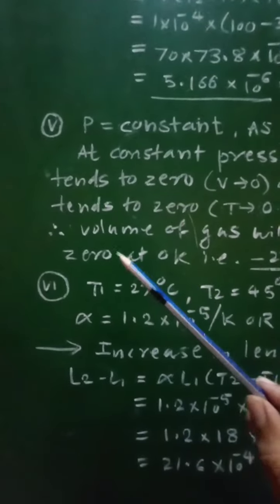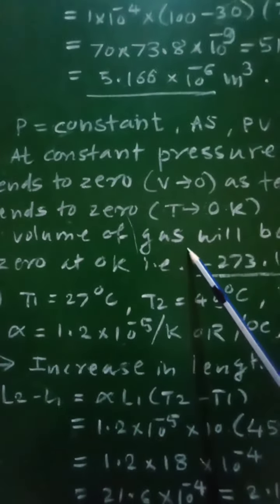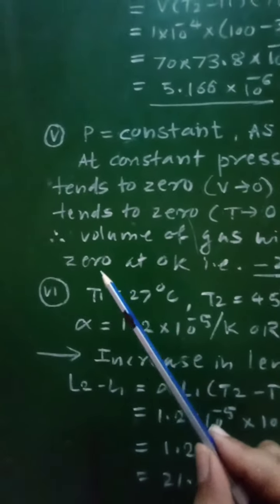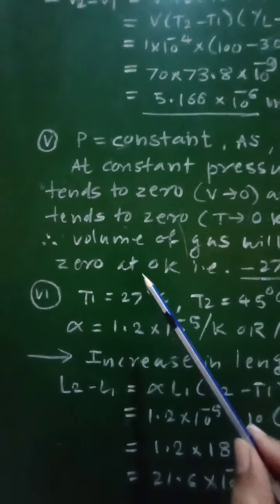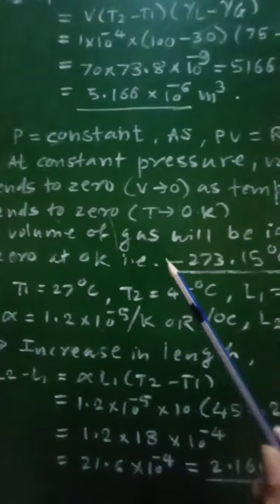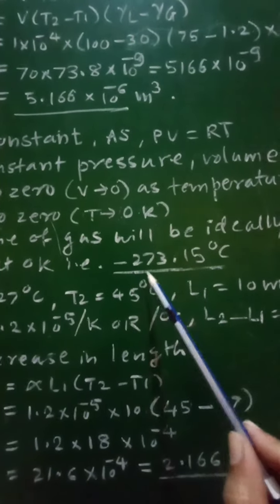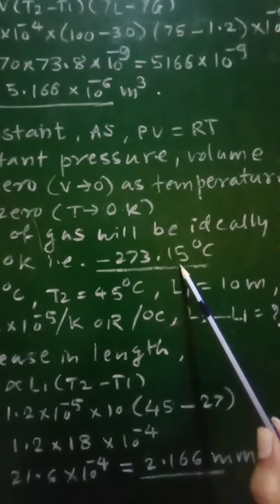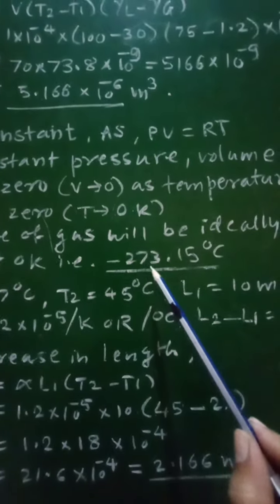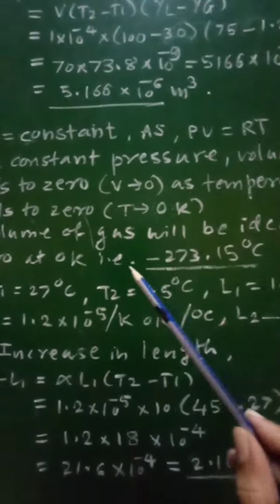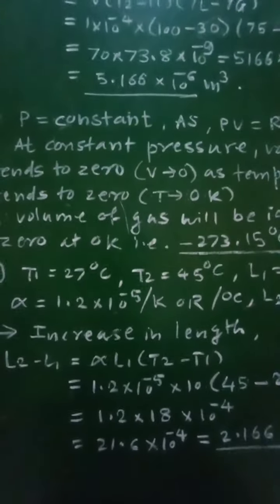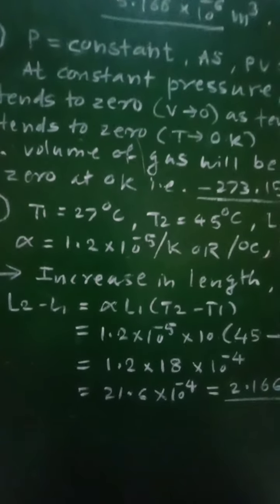And therefore, we can say that the volume of gas will be ideally 0 at 0 Kelvin. But we know that 0 Kelvin is nothing but minus 273.15 degrees Celsius. So for this temperature, minus 273.15 degrees Celsius, the volume of the gas will be ideally 0.